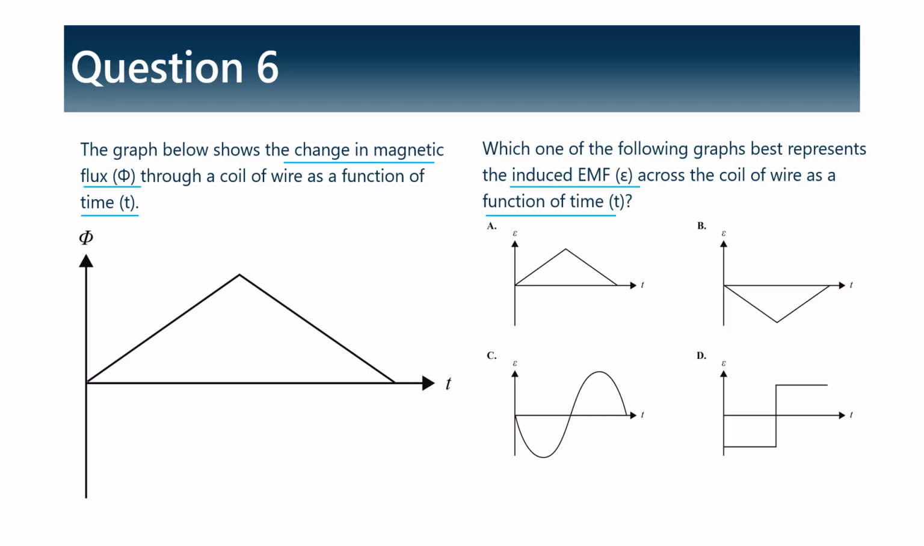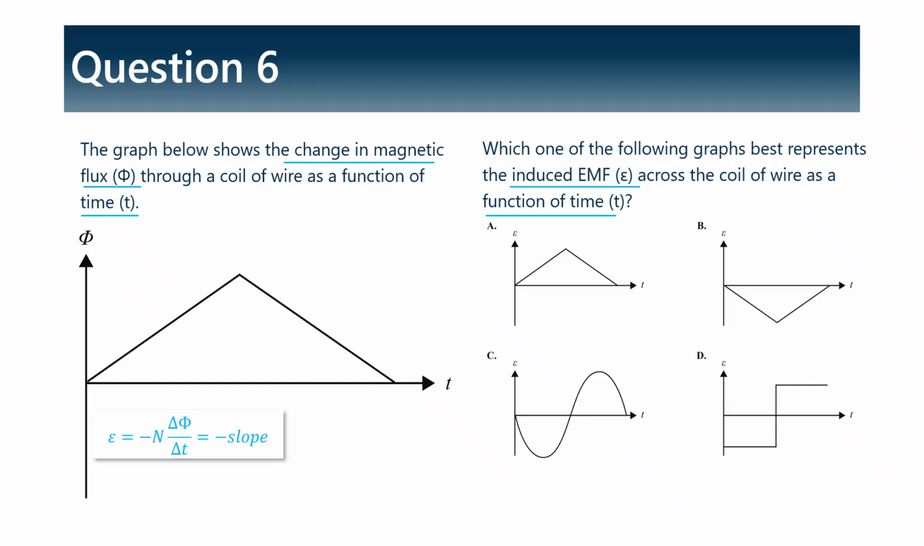According to Faraday's law, and incorporating Lenz's law for direction, the induced electromotive force is proportional to the negative rate of change of magnetic flux. Graphically, this means the value of EMF at any point in time is equal to the negative gradient, slope, of the magnetic flux versus time graph.